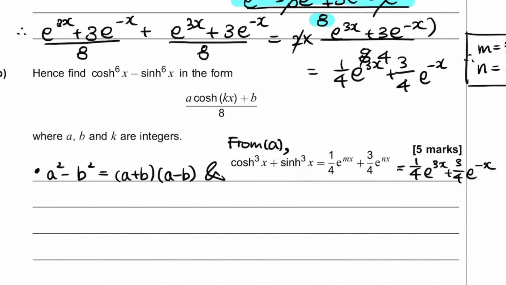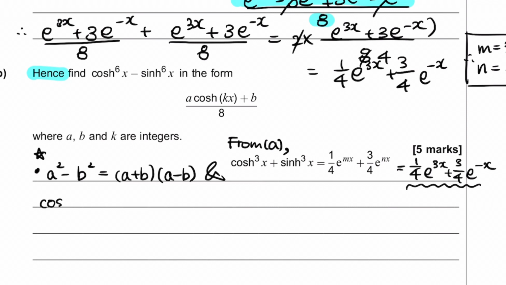This question starts with the term hence. This means that we have to use what we found in part A. So for this question, I copied and pasted what we found from part A, where cosine h cubed plus sine h cubed is equal to this. And then we're going to use this relation or the equation a squared minus b squared is equal to a plus b times by a minus b. So let's start solving this question with these facts.